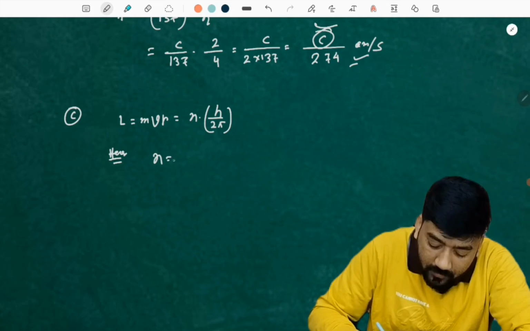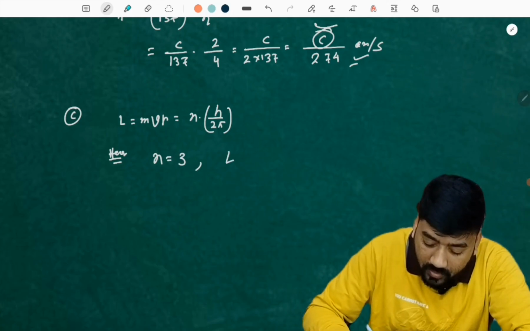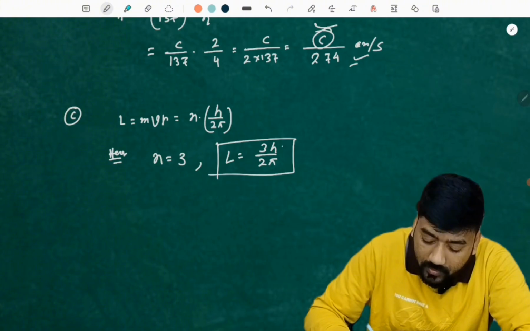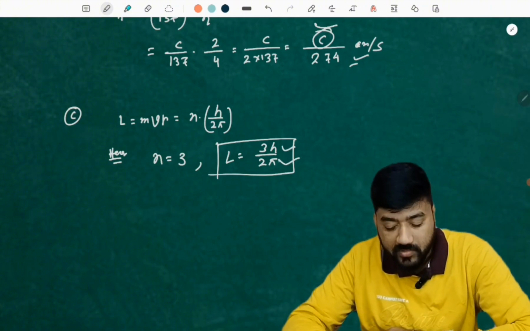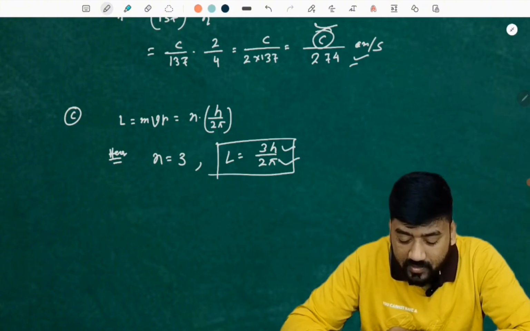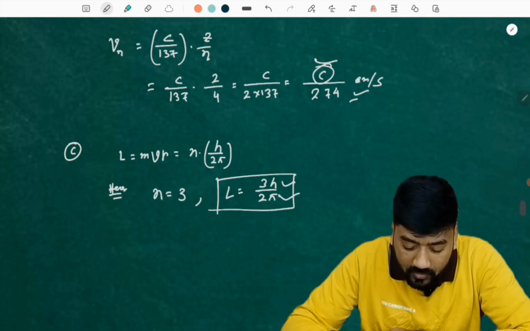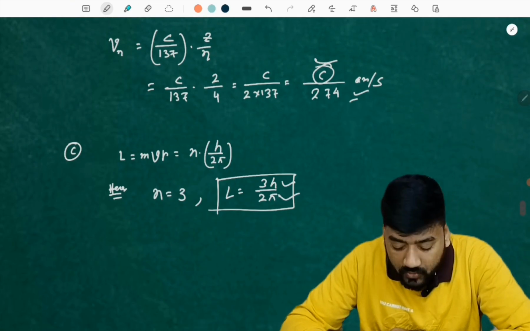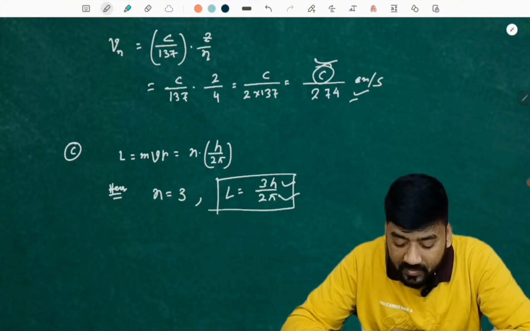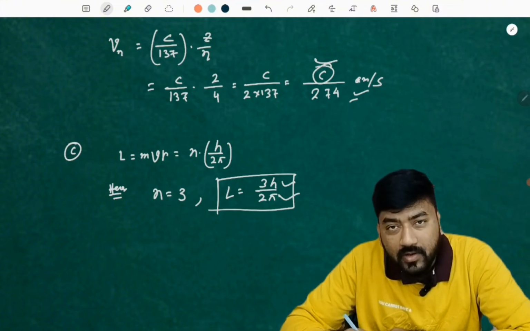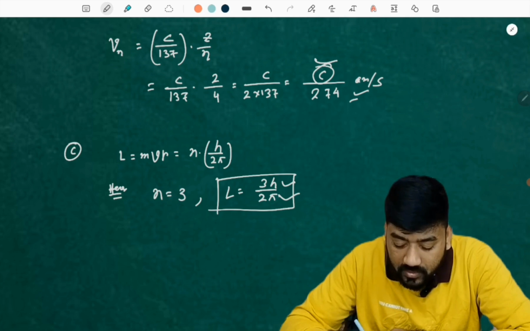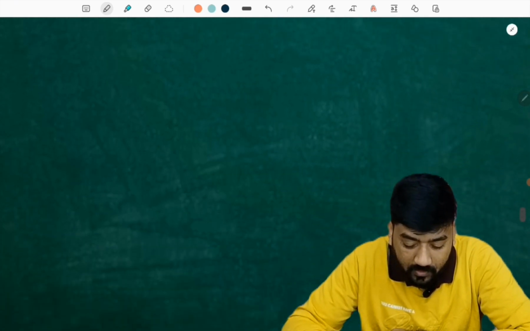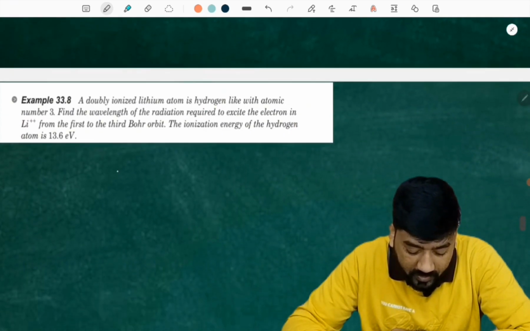So it only depends on N. So L will be 3h upon 2 pi. Now you can put the value of h and pi to find a numerical value. Otherwise you can write it in this way also. It depends on the question. If it is an MCQ question, then the format of the answer is in terms of h and pi, then you can find the answer. Otherwise, if they give a numerical value, then you have to put the value of h and pi. Okay, so now move to the next question.